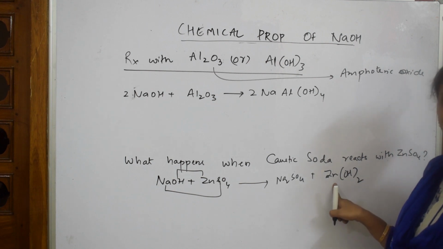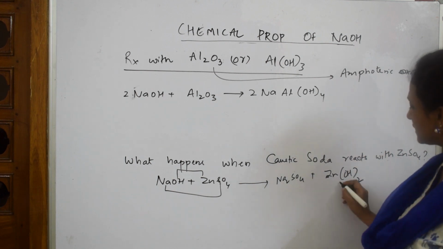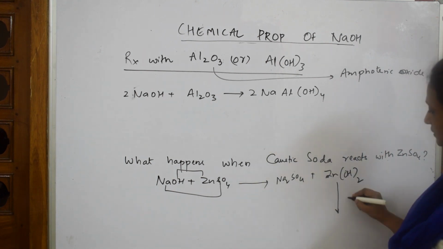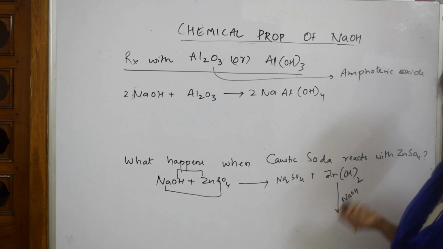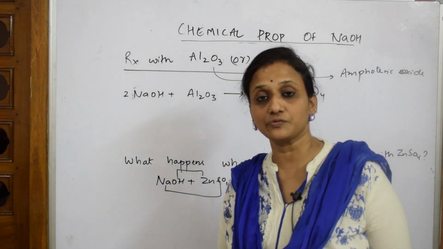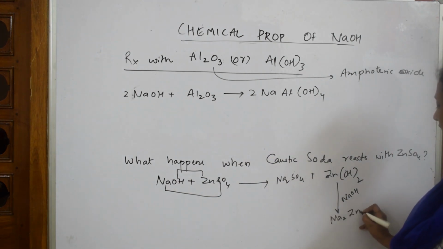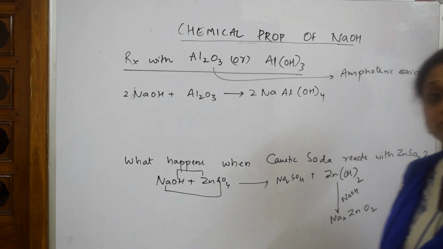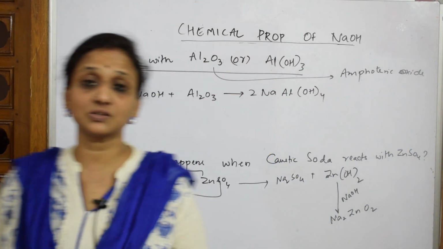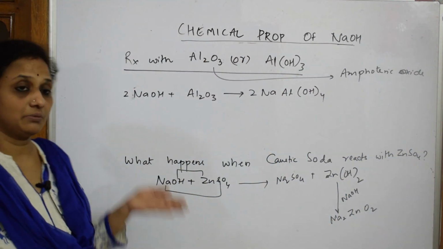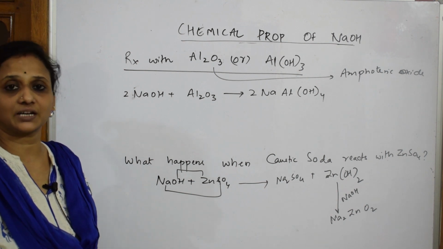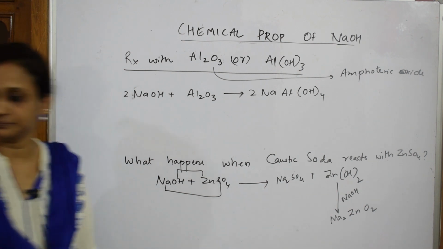Hydroxide is -1. Right, now this zinc hydroxide, if you treat it further with excess sodium hydroxide, it's going to form a salt, that is sodium zincate, Na2ZnO2. Sodium zincate is the next important product formed. So remember this. This is again one more important reaction which you need to remember.